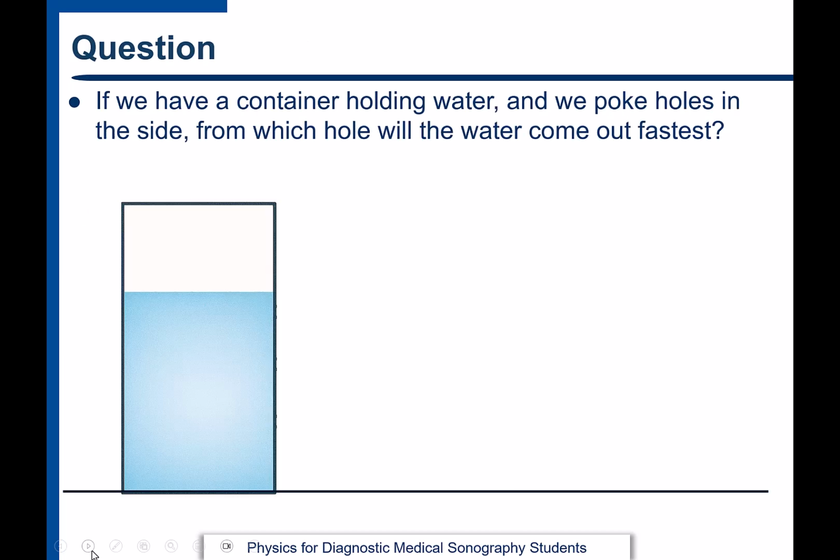Before we try that out numerically, let's look at this question. If we have a container holding water and we poke holes in the side, from which hole will the water come out the fastest? So let's say that I poke a hole right here in the container, right here, and right here. In which hole will the water come out fastest? So think about that for a minute. See if you can figure it out. Well, here's what we know. We know that the pressure increases with depth.